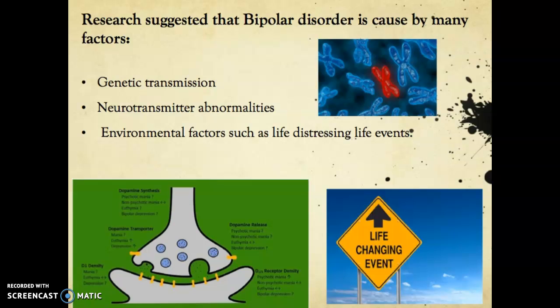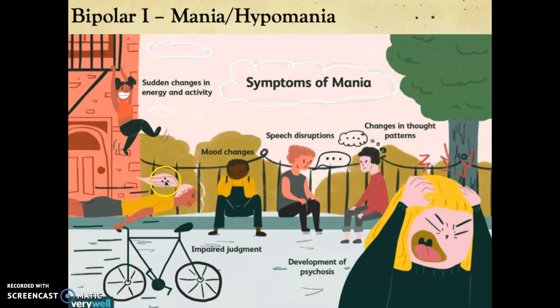There's also bipolar 1, with mania and hypomania. The symptoms are sudden changes in energy and activities, mood changes, and developmental patterns of psychosis. A mania episode lasts about a week. Hypomania lasts about 1 day to 4 days.